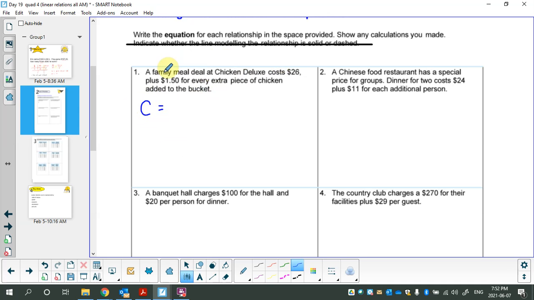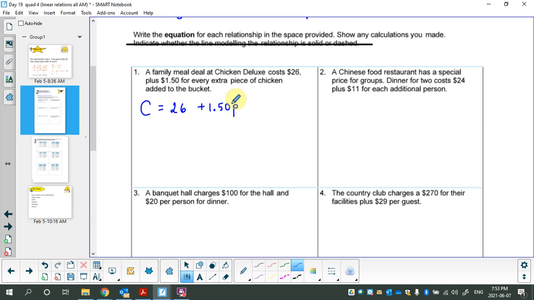And I hope that you understand by reading this that the family meal deal at Chicken Deluxe costs $26 means that $26 is the least amount that you are going to pay for this bucket of chicken. And then if you decide to get extra chicken, you are going to have to pay an extra $1.50. We're going to add on $1.50, but it's $1.50 for every extra piece. So if it's 2 pieces, I have to double that. If it's 3 extra pieces, I have to triple it.